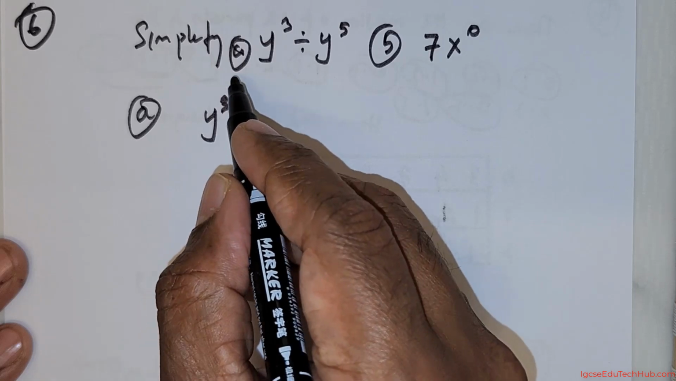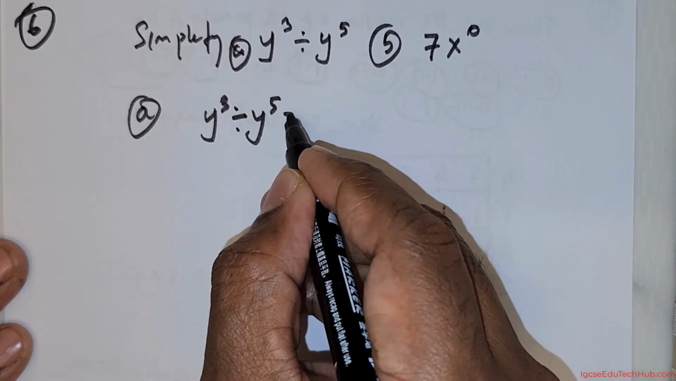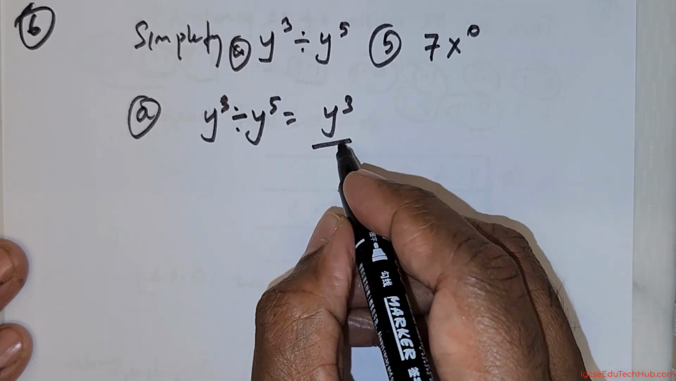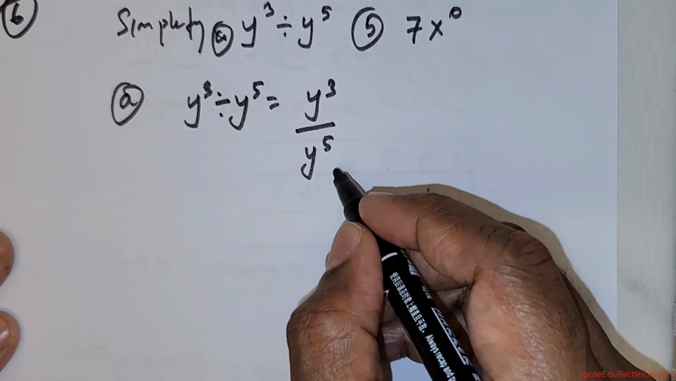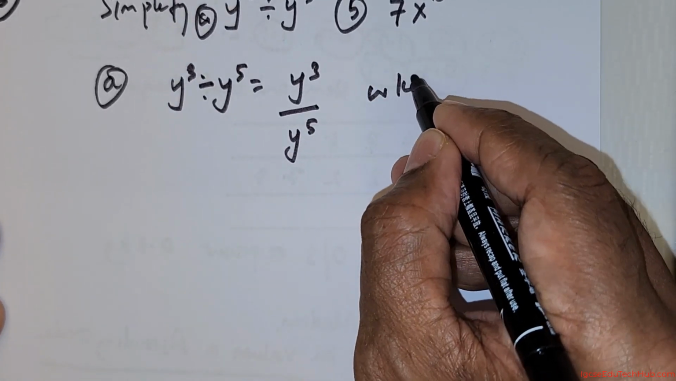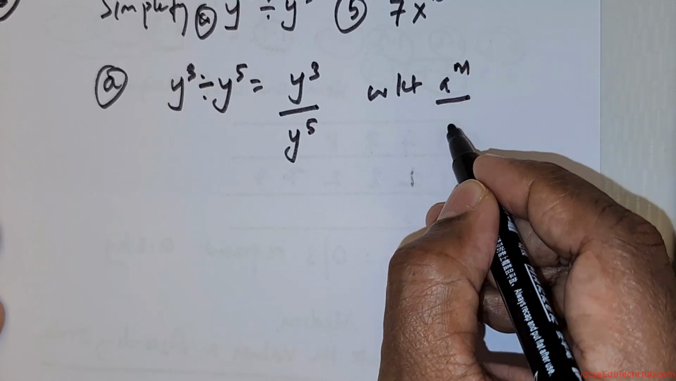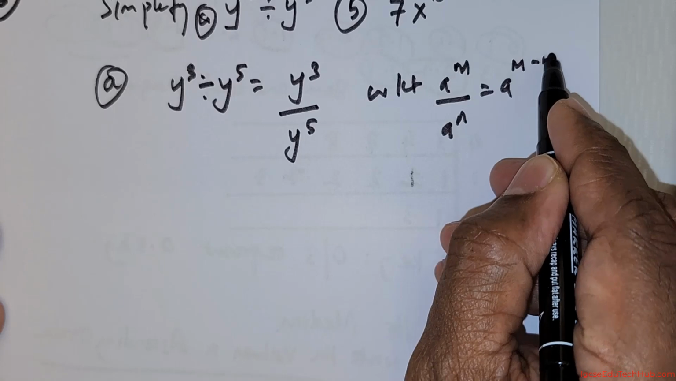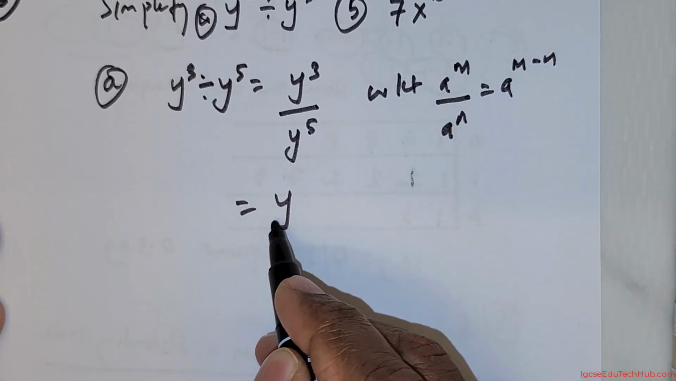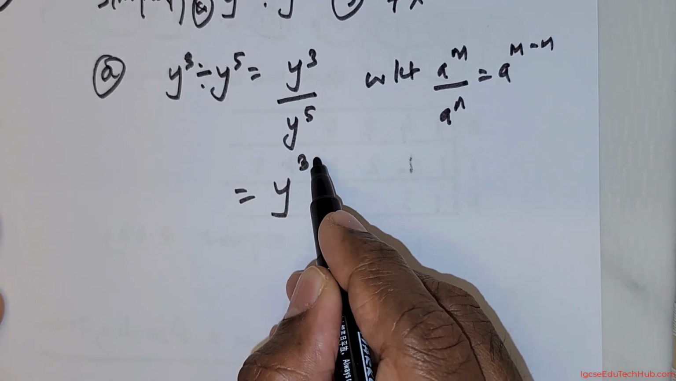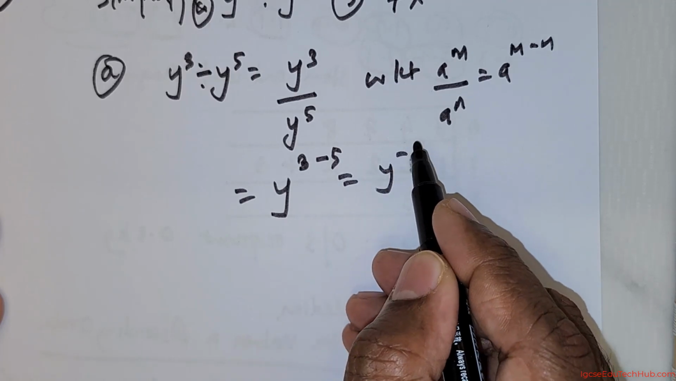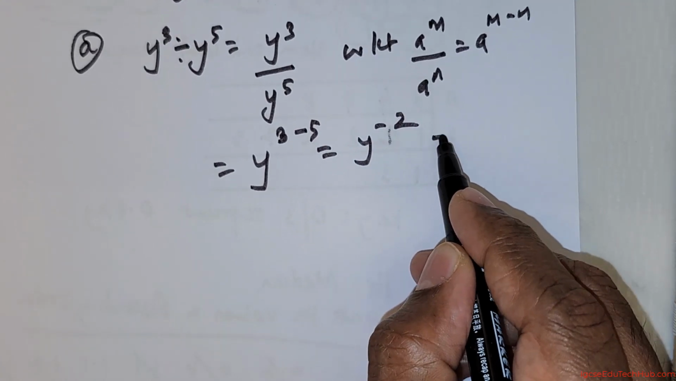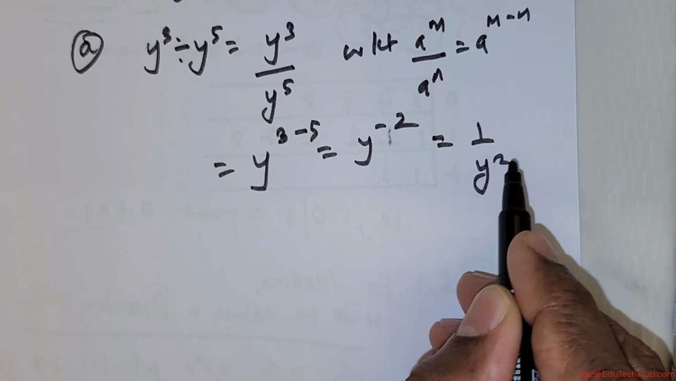y raised to the power of 3 divided by y raised to the power of 5. Now we know this formula: a raised to the power of m divided by a raised to the power of n is a raised to the power of m minus n. So this is going to be y raised to the power of 3 minus 5, which is y raised to the power of minus 2, which you can rewrite as 1 over y squared.